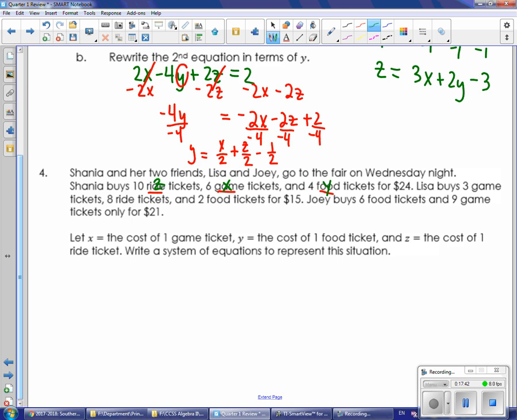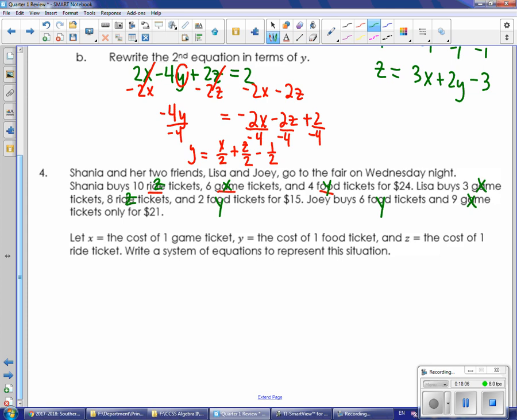With Lisa, she buys 3 game tickets, and so again, a game ticket corresponds to x, 8 ride tickets corresponds to z, and then 2 food tickets is going to correspond to y. And then Joey buys 6 food tickets, so that's again going to be y, and 6 game tickets, which is going to be x. And so when I go to construct my equation, I want to make sure that I do things in order.